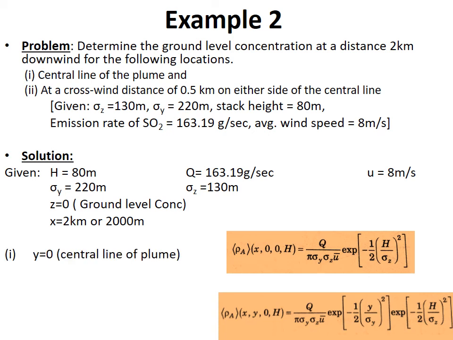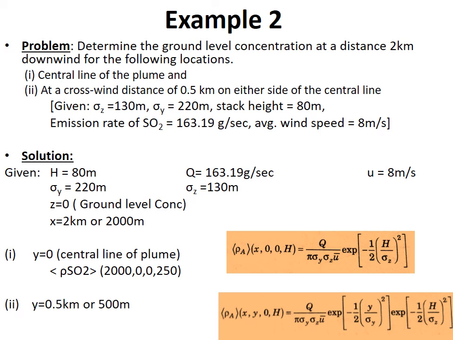Now for part 1, we have to find out the center line of the plume, what is the concentration. So since it is the center line of the plume, y equal to 0. Thus we have to find the rho SO2 at 2000, 0, 0, 250. And as you can see, the equation that has to be used is rho A of x, 0, 0, h is equal to q by pi sigma y sigma z u bar into exp of minus 1 by 2 into h by sigma z the whole square.